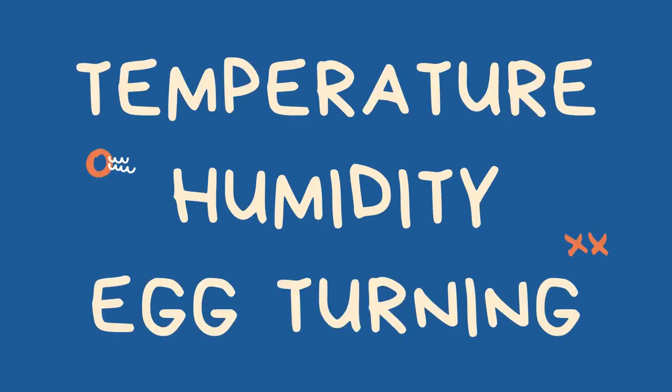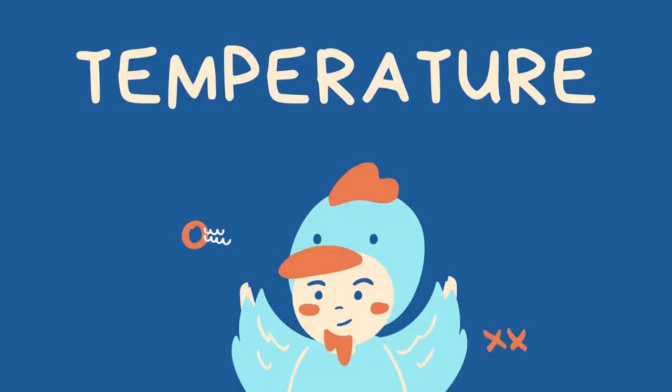There are 3 key elements that lead to a successful hatch: temperature, humidity, and egg turning. Let's start with temperature. First of all, what is it?